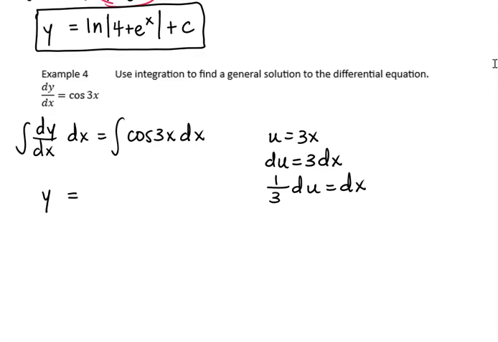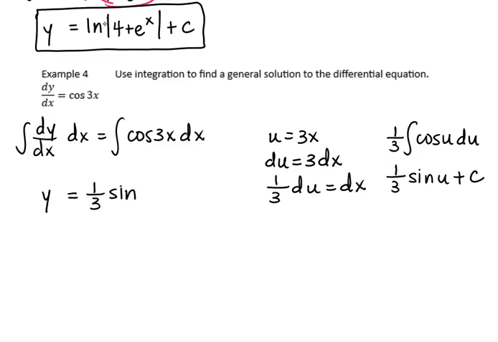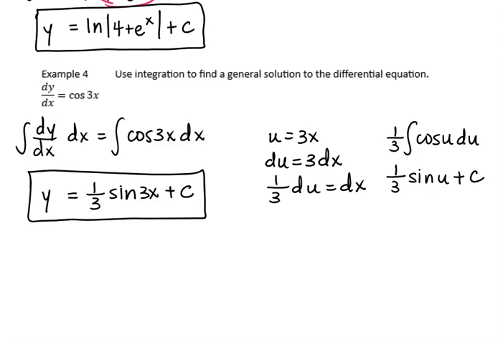So when we do our substitution, we then have the 1/3 on the outside of the integral, and on the inside we have cosine of u du. The integral of cosine is sine, so we have 1/3 sine u, and we remember our constant of integration, plus c. The only difference is that when I go back in here to put the value of the integral, I will replace u with what it originally was in terms of x, which is 3x. And there we have our general solution.